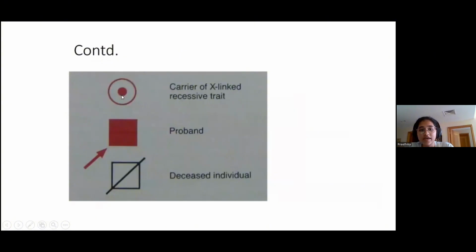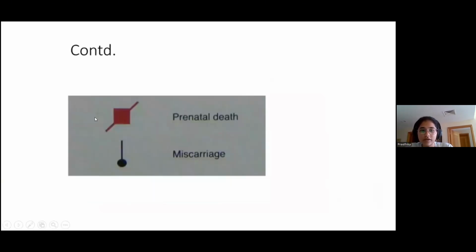For an X-linked disease, if it's a recessive trait, then the woman is not affected, because for a recessive trait to be expressed, both of her X chromosomes need to carry it. But for a man, even if he carries just the affected X chromosome, he would be affected with the disease. And we went over the proband already.